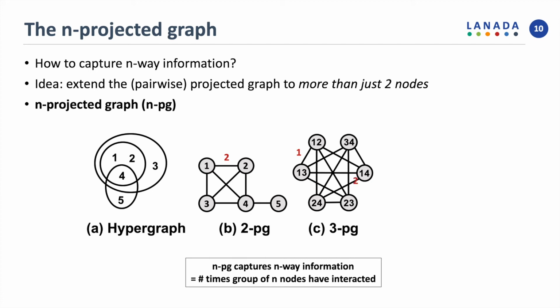And between nodes {1, 4} and {2, 4}, the edge weight is 2 because the union {1, 2, 4} appeared twice in the original hypergraph. And in the 4-projected graph, the edge weight between {1, 2, 3} and {1, 2, 4} is 1 because {1, 2, 3, 4} appeared once, and so on. We can define the n-projected graph like this.